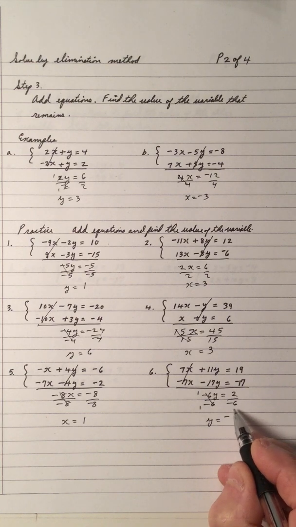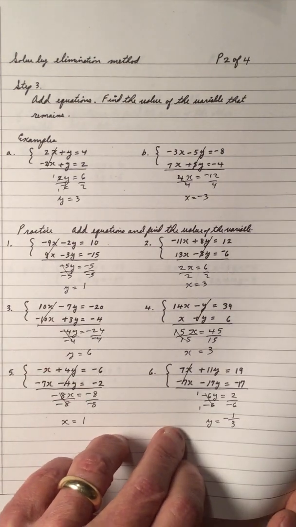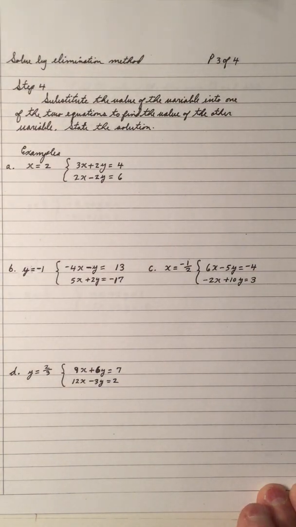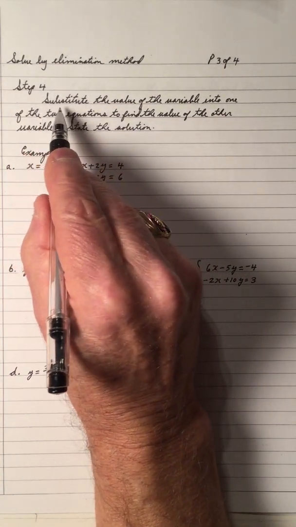And that gives you negative. 2 into 2 goes once, 2 into 6 goes 3, so negative 1/3. So you can get fractions for the values. That was step 3. You add and solve. Now let's do step 4.